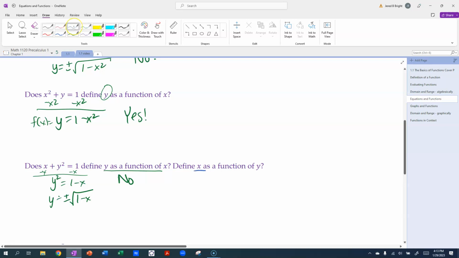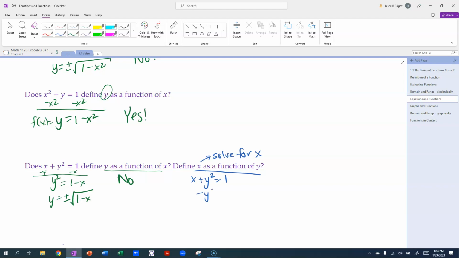Does it define x as a function of y? Now here the variables change. So this means I need to solve for x, right? Define x as a function of y, so I have to solve for x. I'll just write it out to begin with: x plus y squared equals 1. So I need to solve for x. Subtract y squared, subtract y squared. x is equal to 1 minus y squared.